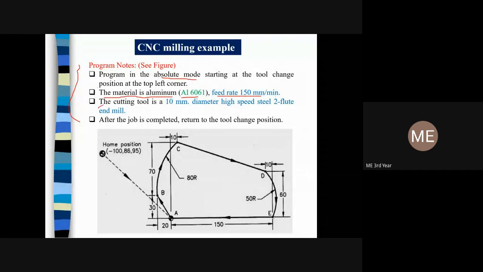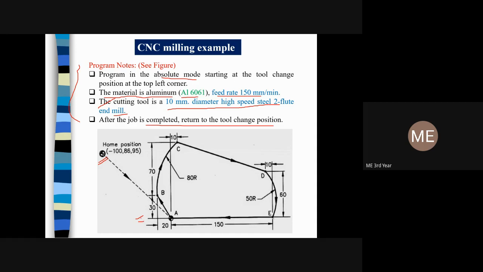The cutting tool is a 10 millimeter diameter high speed steel, that is HSS, two flute end mill. This is the information purpose. Again, 10 millimeter diameter means you have to mention it somewhere. And after the job is completed, return to the tool change position, or this is the home position actually. The home position is already mentioned in the question paper, and this type of figure is also provided in the question paper.